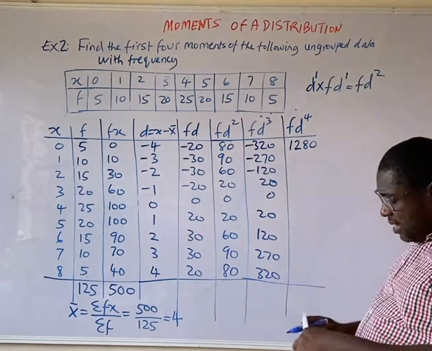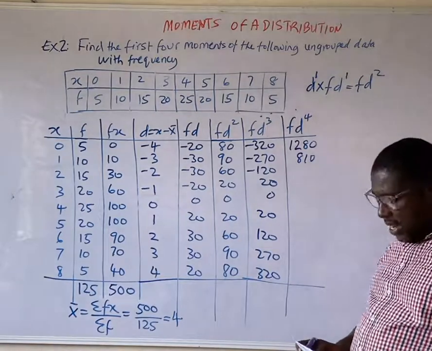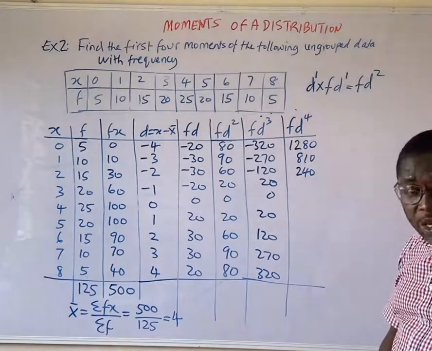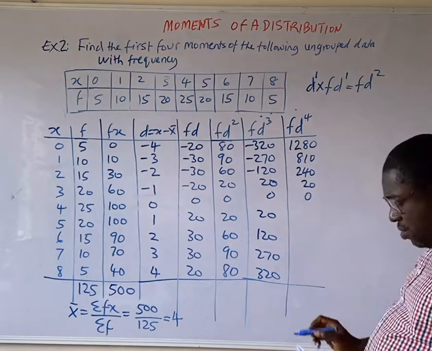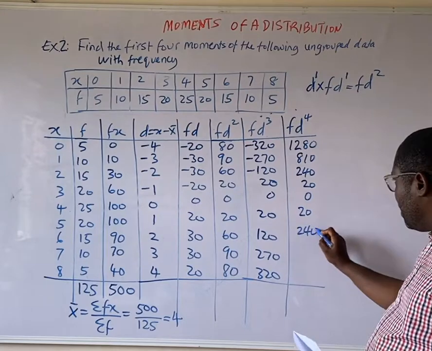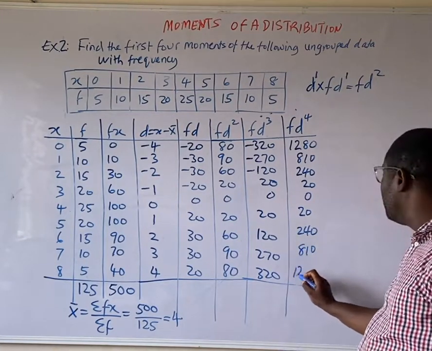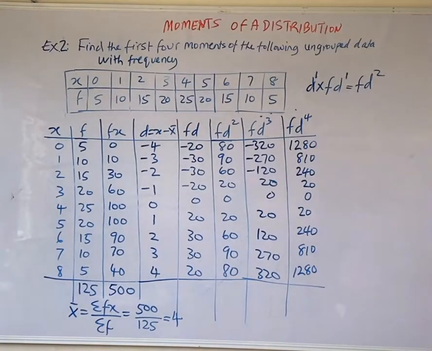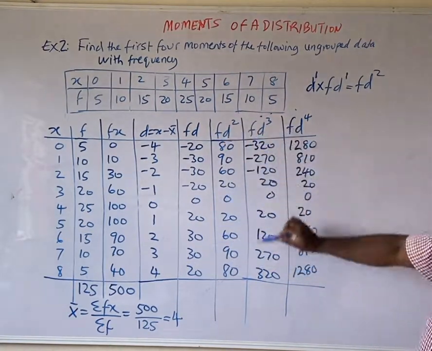Don't make a mistake. The next one will give us 810. The next one will give us 240. You can confirm that very quickly with your calculator. The next one will give us 20. The next one will give us 0. The next one will give us 20 and 240 and 810. And then we have 1280. We now have to find the sum of these degrees of deviation.